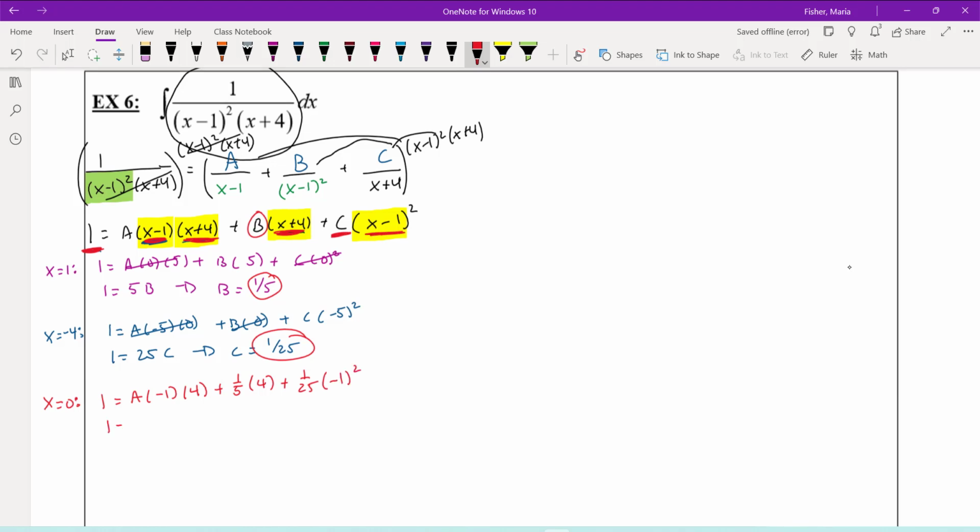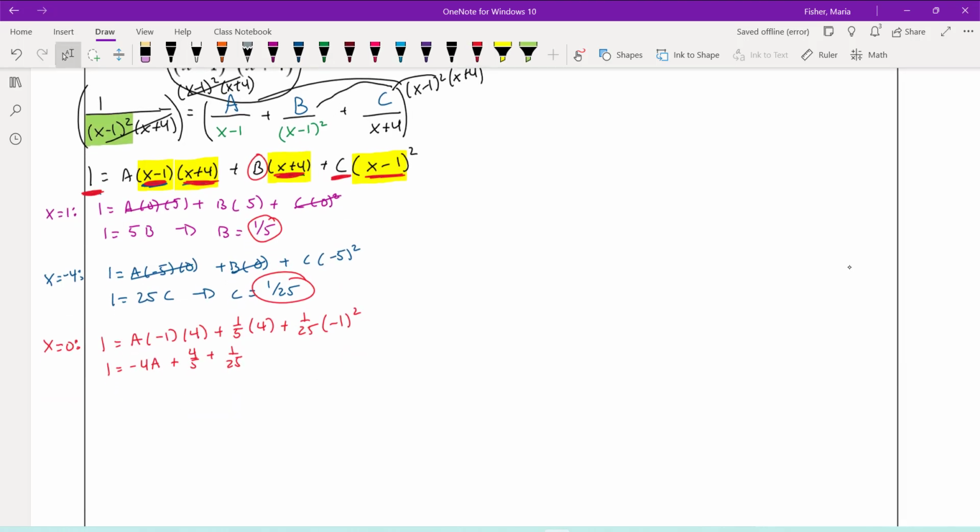So I have 1 is equal to negative 4A plus 4/5 plus 1 over 25. Well, 4/5 plus 1/25 is going to equal 21 over 25. Subtracting 21/25 from both sides, I get 4 over 25 is equal to negative 4A. Dividing both sides by negative 4, I get A is equal to negative 1 over 25. Now that I've solved for A, B, and C, let's go ahead and put it back in the integral.